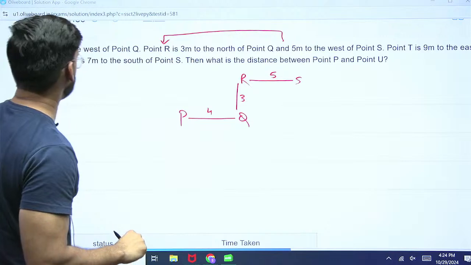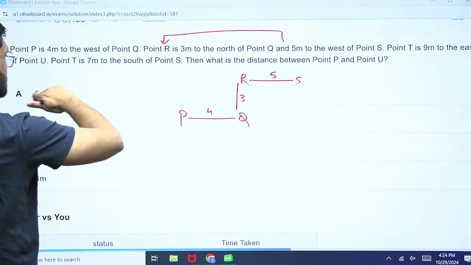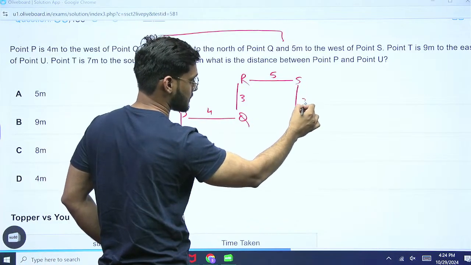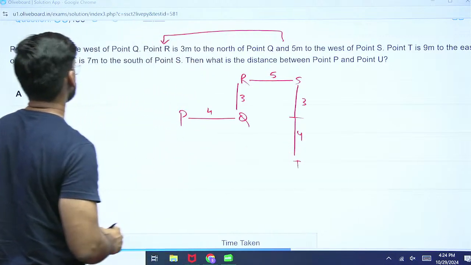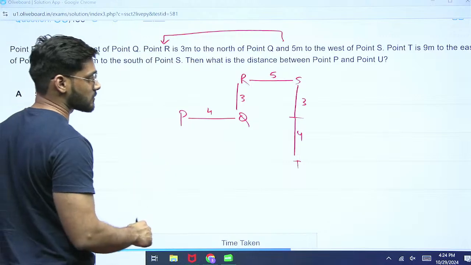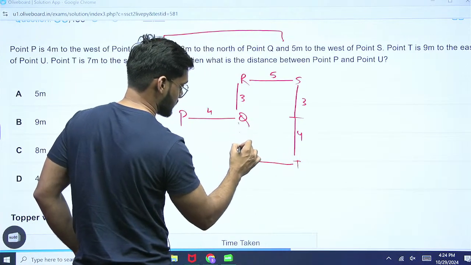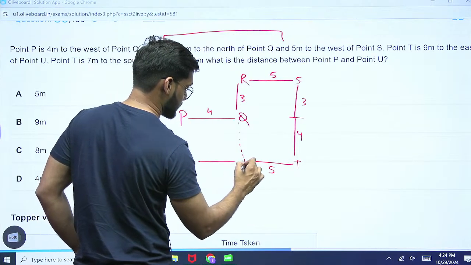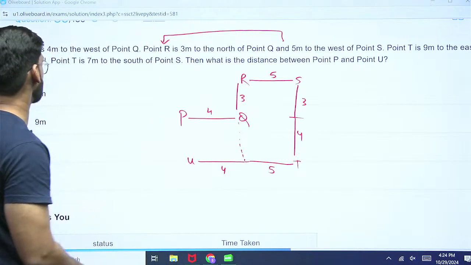T is 9 meter east of U. We cannot connect T or U with these points. T is 7 meter south of S. It means this is the 3 meter distance, this is the 4 meter, and this is the T. And T is 9 meter east of U. It means the 5 distance will be like this, and this is the 4 distance, and this is the point U.